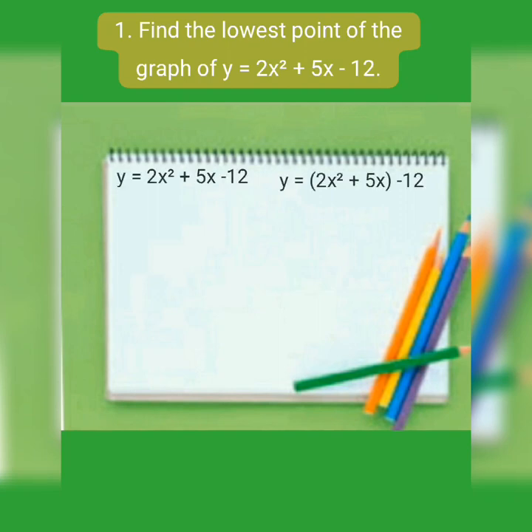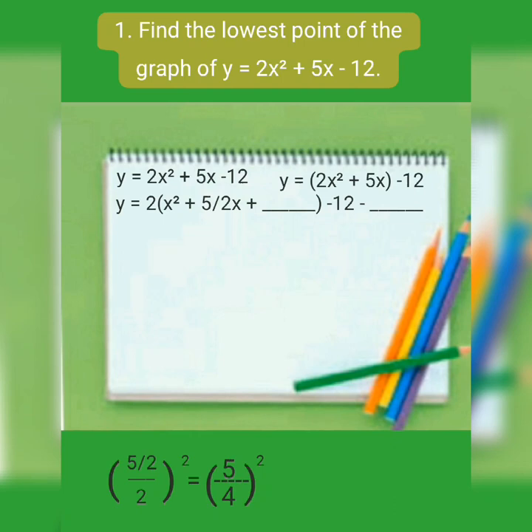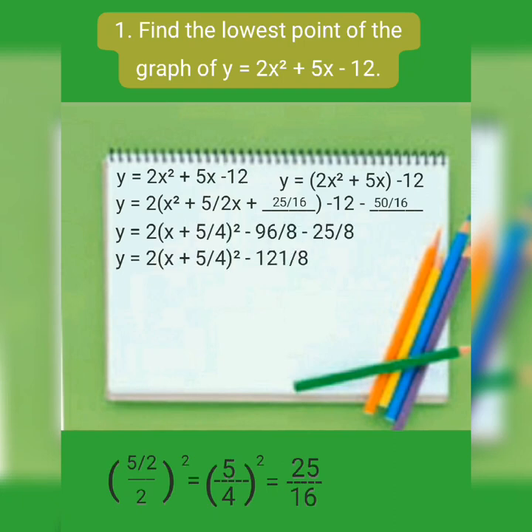We can group this as y is equal to the quantity of 2x squared plus 5x minus 12. Then complete the square. To complete the square, divide 5 halves by 2 and then square it. So 5 halves over 2 is equal to 5 fourths, and 5 fourths squared is equal to 25 over 16. By completing the square, this will be 2 times the quantity of x squared plus 5 half x plus 25 over 16 minus 12 minus 50 over 16. h is equal to negative 5 over 4 and k is equal to negative 121 over 8.